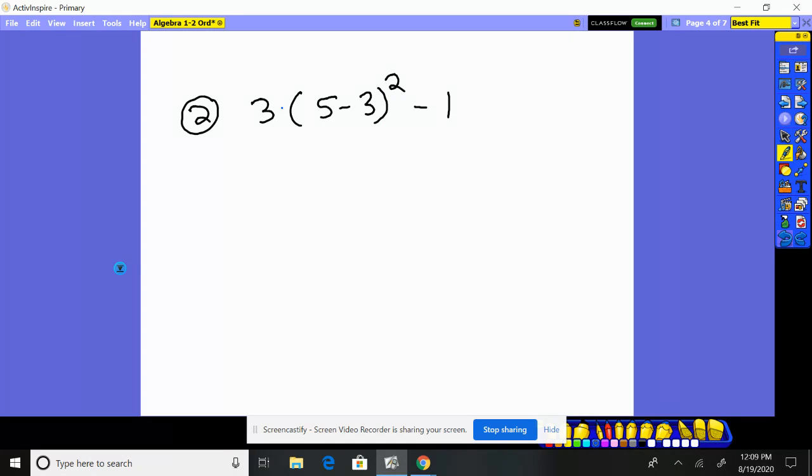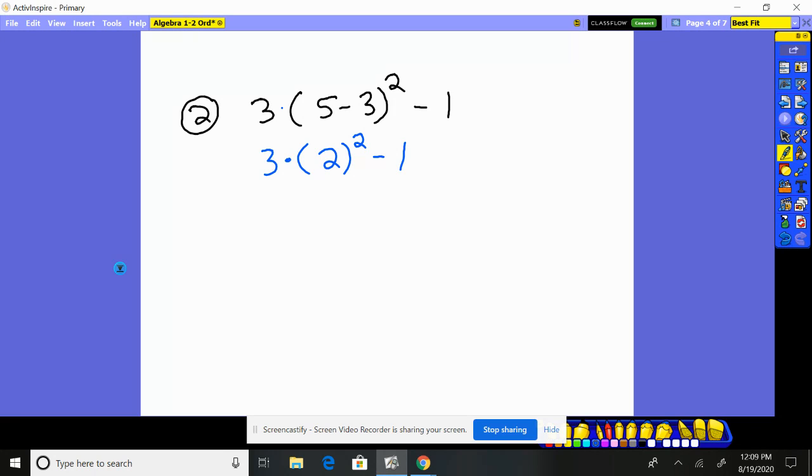Parentheses. It's the most powerful. So we're going to do the 5 minus 3 first. So we have the 3 right there. Then 5 minus 3 is 2. And then the squaring is right there, minus 1. Notice I only did one thing at a time.